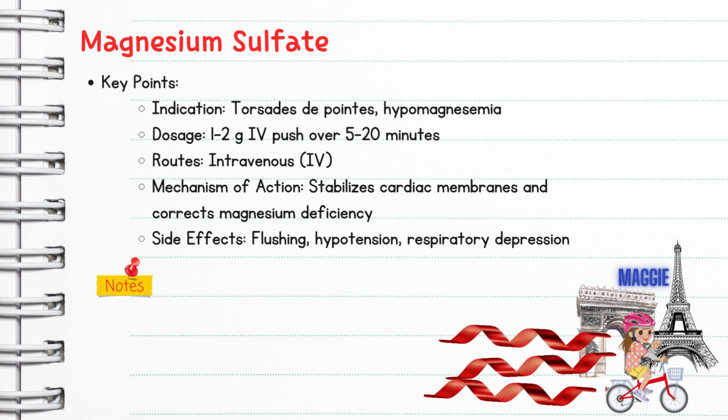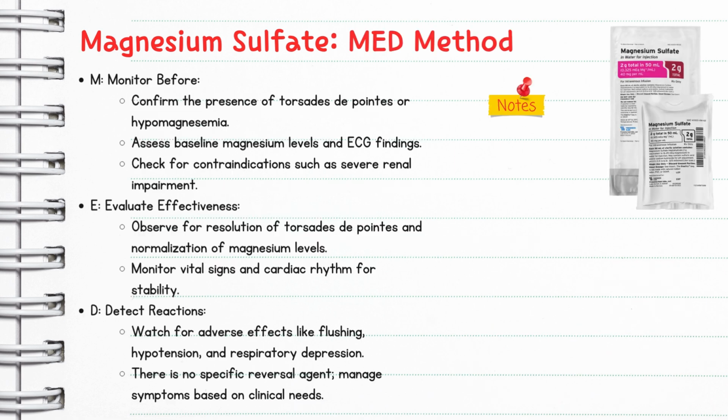Okay. For the indications for torsades, what mag is also doing is stabilizing those cardiac membranes because of the magnesium deficiency. Side effects: flushing, hypotension, and respiratory depression, because again, everything's opening up and chilling out and smoothing down, which is great if you're having an asthma attack, not so great if you're just breathing normally to start with.